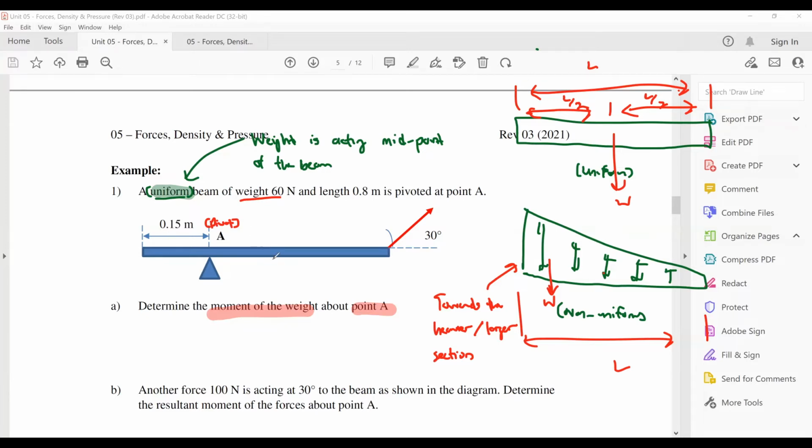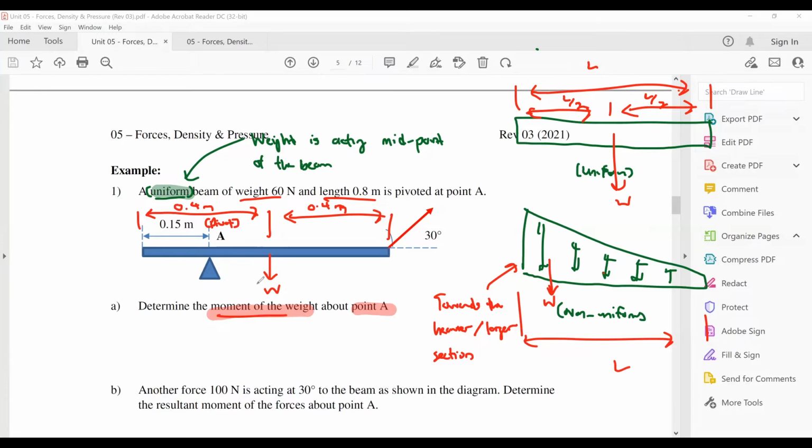If this one is W, and your length is 0.4, it should be acting at a distance of 0.4 meter and 0.4 meter here. Okay, this is what you can see now. So they want you to determine the moment of the weight about point A.